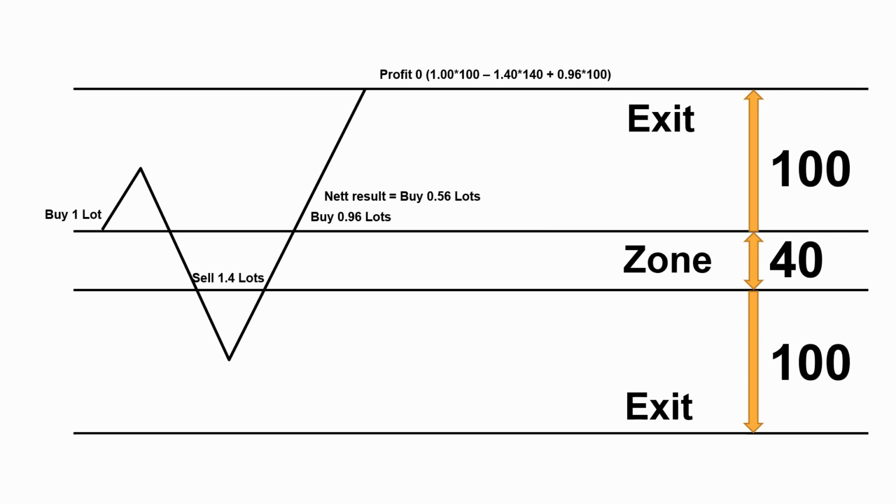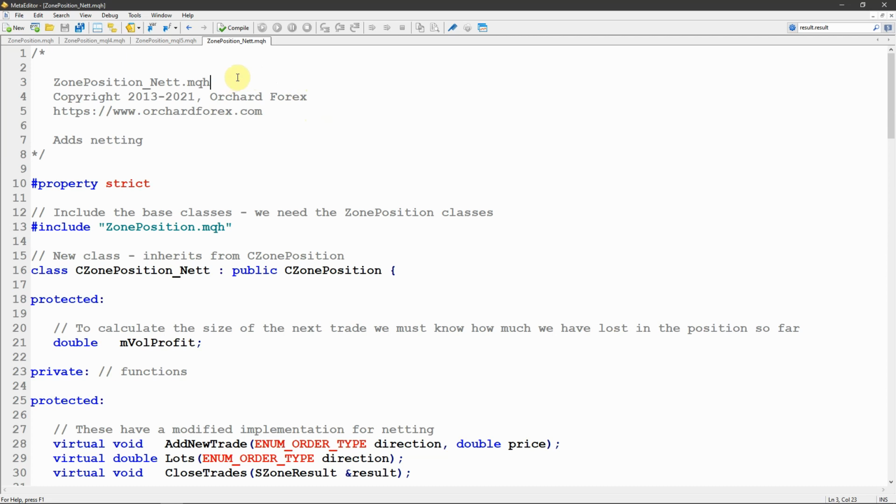Now, the initial class was described in the earlier video, and there is a link in the description to part 2 of the series where you can see that video. I won't be going over the class again, so if you want to see how that originally worked, then I recommend you watch part 2 of this series. I've already written the first class. I've called it zone position underscore net, so this will implement the netting approach on the zone position.